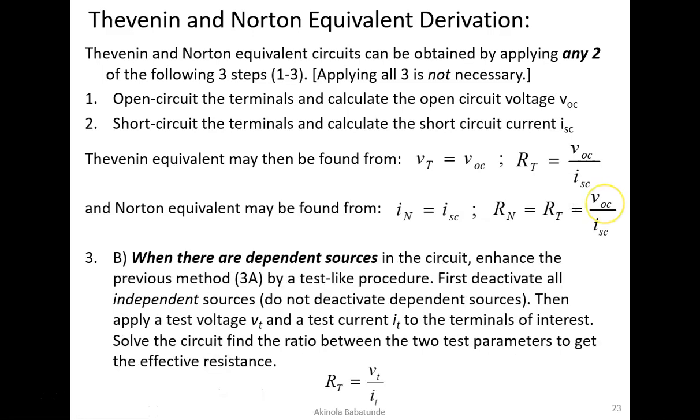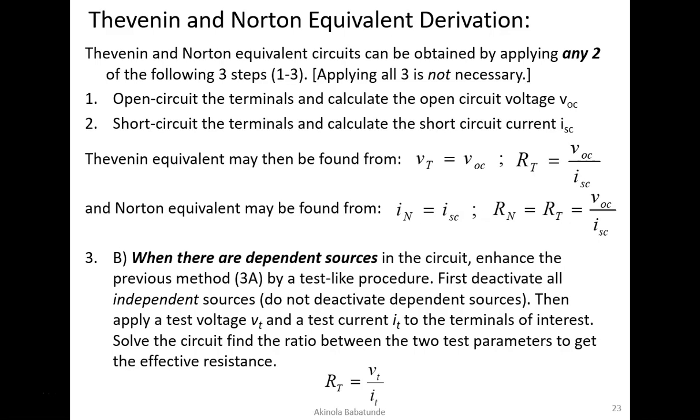All right. When there are dependent sources in the circuit, what do we do? Enhance the previous method, which is the method that has to do with killing the internal sources, by a test-like procedure. The first thing you do is deactivate all the independent sources. Do not deactivate dependent sources. You only deactivate the independent sources. Then apply a test voltage, which you can label VT, and a test current, which you can label IT. You can apply both to the terminals of interest, the terminals whose values we're looking for.